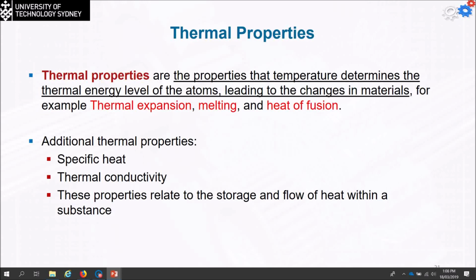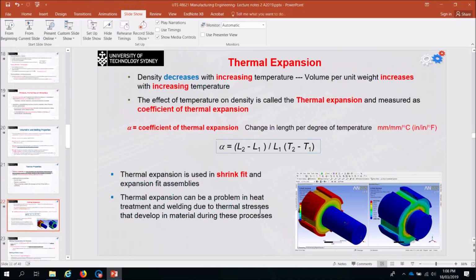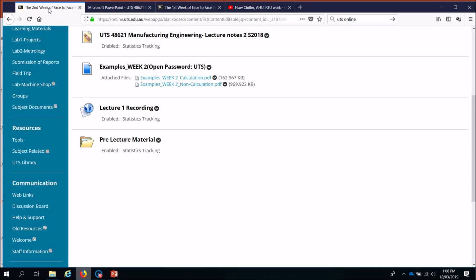On UTS Online, every week, we submit these calculation examples. For example, click that. You have to add the password, which is UTS, I think. Yeah, UTS in caps, and you will have some calculation questions. Some of these calculation questions are going to be in the final exam and are going to carry 10% to 15% of the total mark.